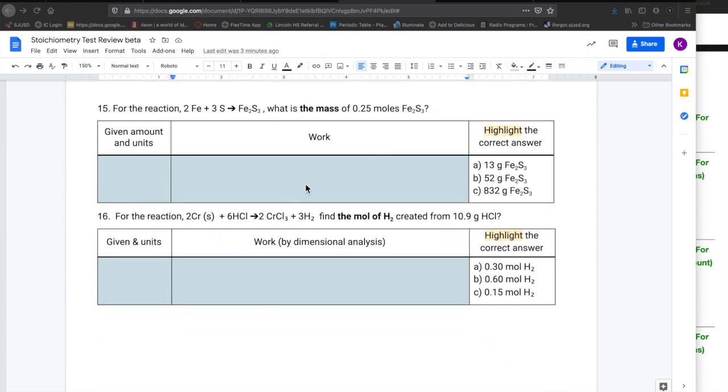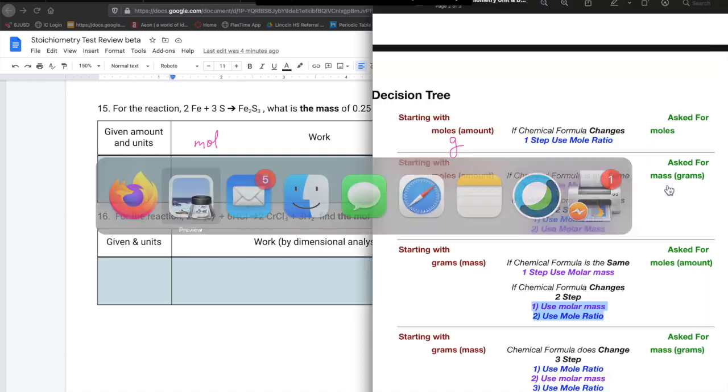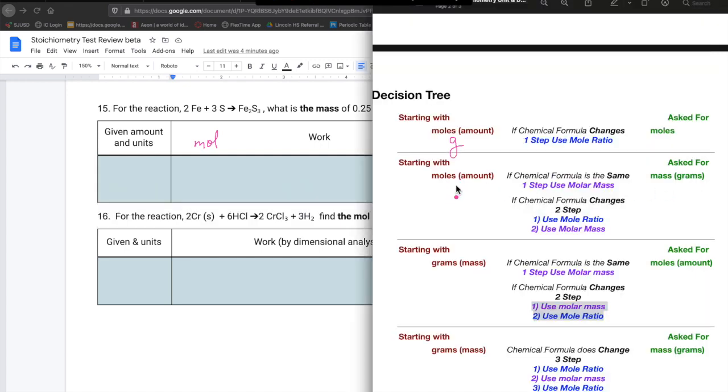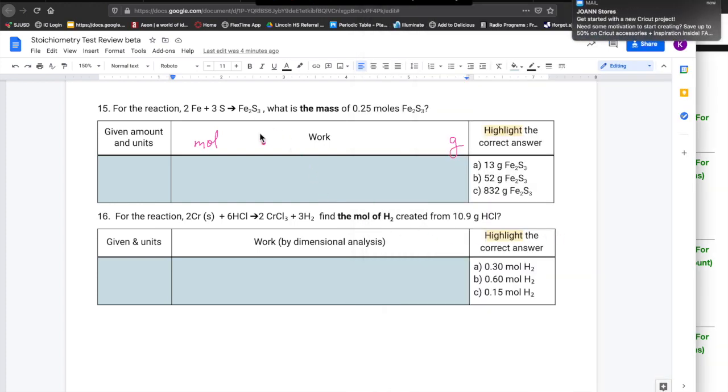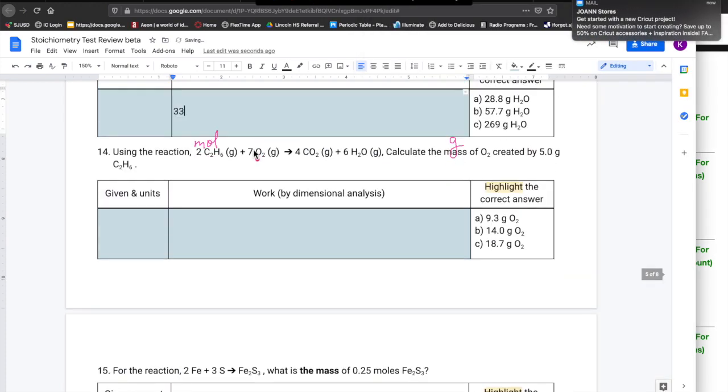Okay, we're almost done. What is the mass in moles? And so what I would like you to rely on is that if you know that you're starting with moles and you're ending in grams, that we go over here and I'm starting in moles and I'm ending in grams, and I will need to do molar mass, mole ratio followed by molar mass. And so we're going to write that down so I remember it.